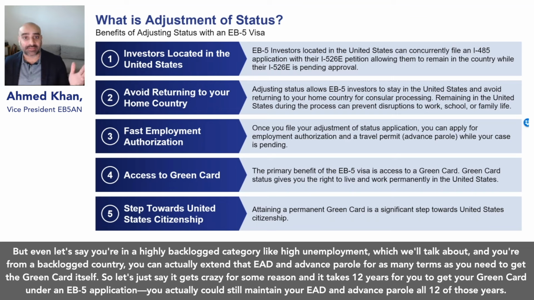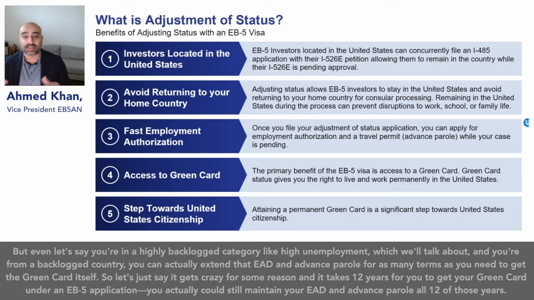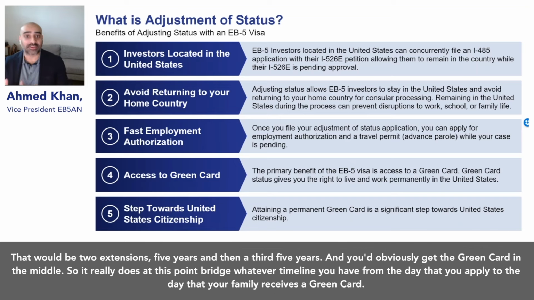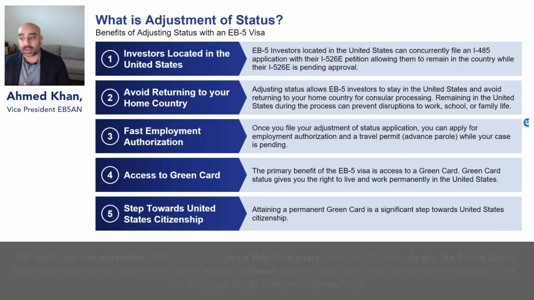So let's just say it gets crazy for some reason and it takes 12 years for you to get your green card under an EB-5 application. You actually could still maintain your EAD and advanced parole all 12 of those years. That would be 2 extensions, 5 years, and then a third 5 years, and then you obviously get the green card in the middle. So it really does, at this point, bridge whatever timeline you have from the day that you apply to the day that your family receives the green card.